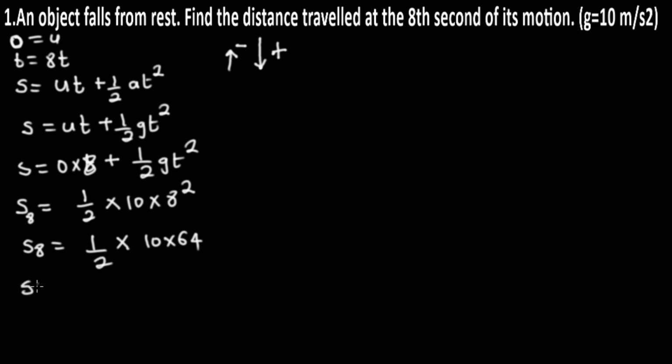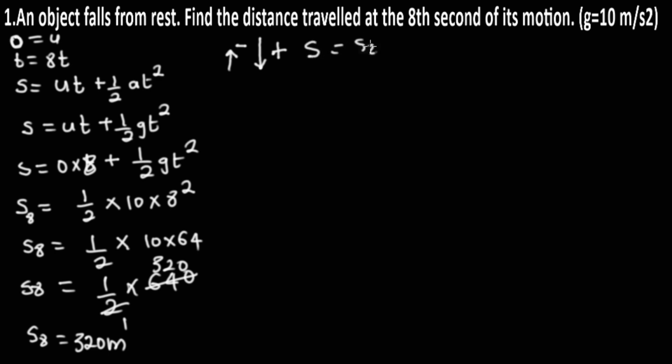So s8 is equals to half times 640. So 2 cancel here, 1. 640 divided by 2 is going to give us 320. So s8 now is 320 meter. Now I told you the formula for finding this kind of distance is equals to s8 minus s7. Okay, so let's find s7.